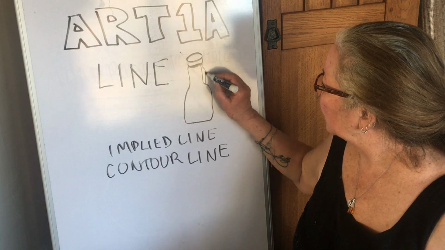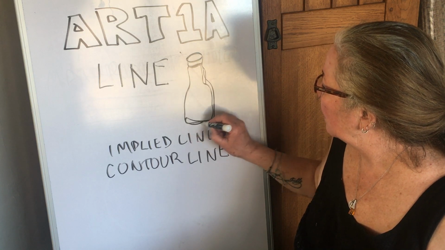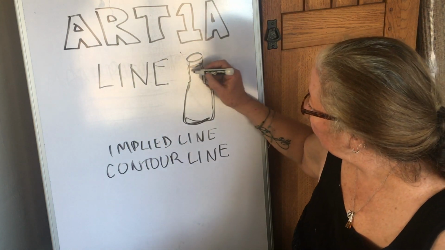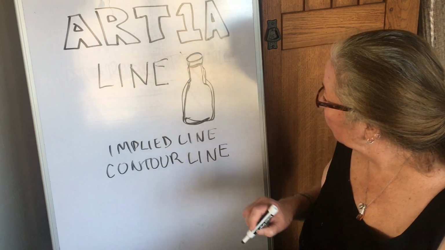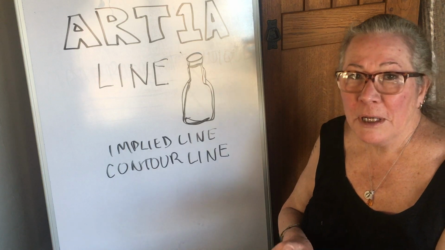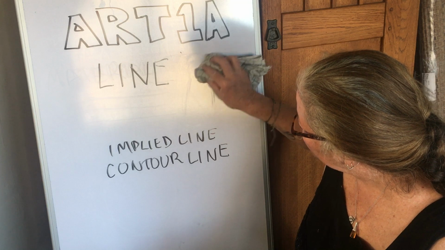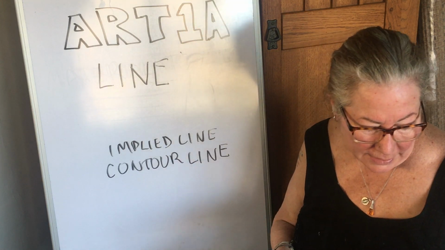So that would be like the contour of a water bottle, right? Or some kind of a bottle, right? So it's pretty basic. It's kind of the outline of it, I guess you would say. So that's kind of important. It's kind of a long continuous line.